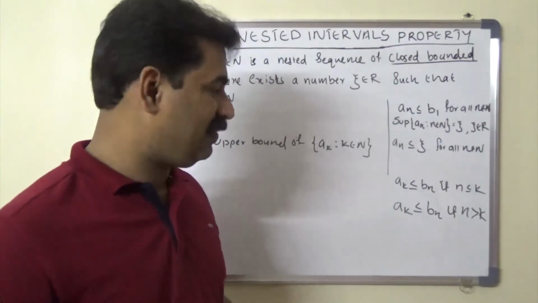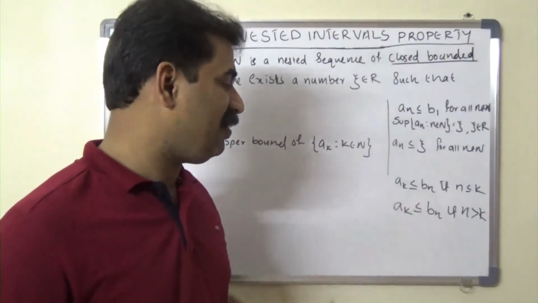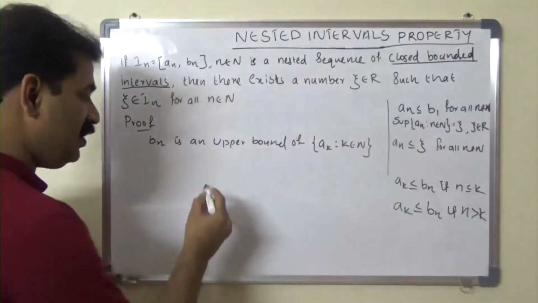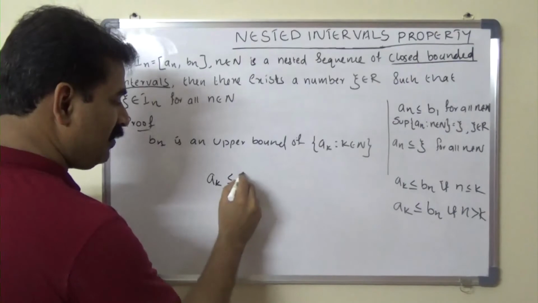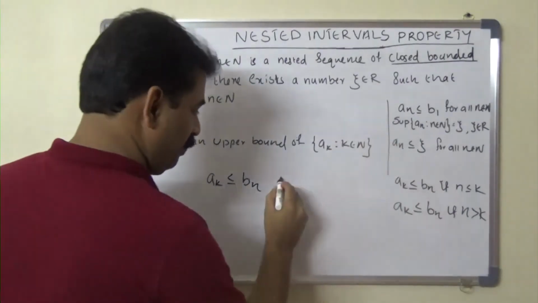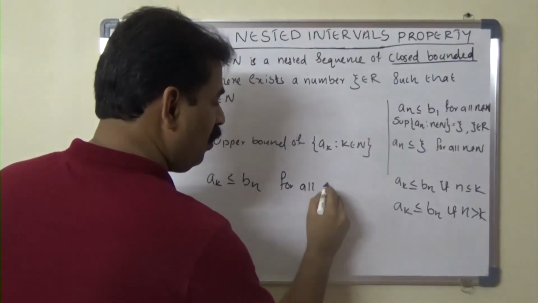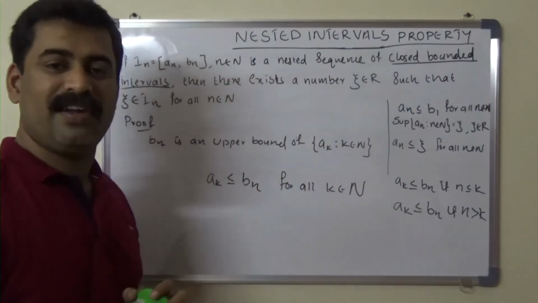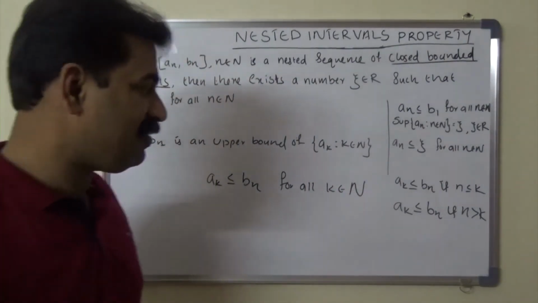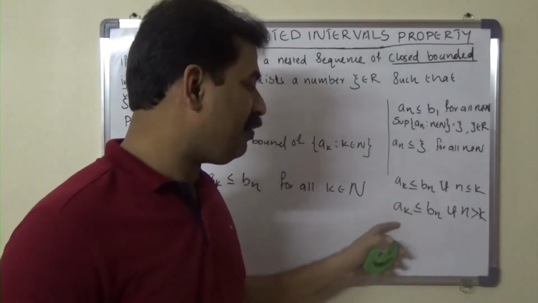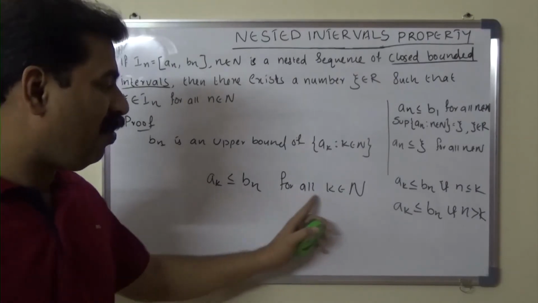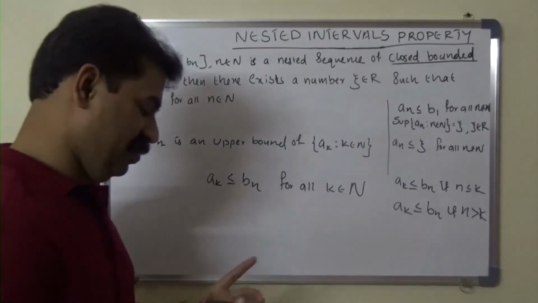In either case, we have A_k is less than or equal to B_n. So we can write A_k is less than or equal to B_n for all k belonging to N.